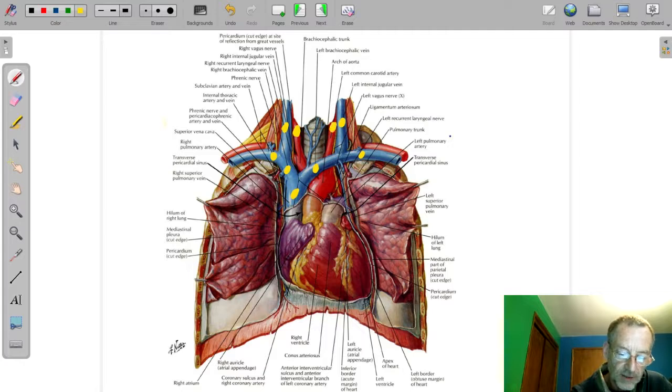And while we're at it, you should be able to identify the red blood vessels. Right and left common carotid. And over here, this would be the right subclavian and the left subclavian. And that would make this the brachiocephalic artery, or the brachiocephalic trunk. Okay.